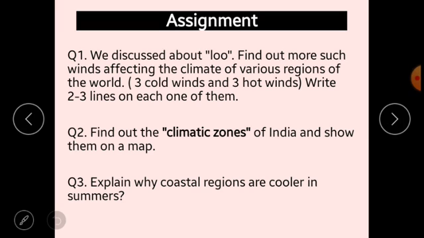Second question is, you have to find out the climatic zones of India and show them on a map. You will show them on a physical map of India and explain why coastal regions are cooler in summers. I hope you can explain that.